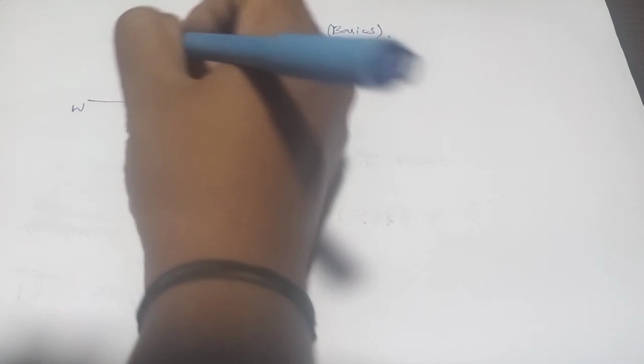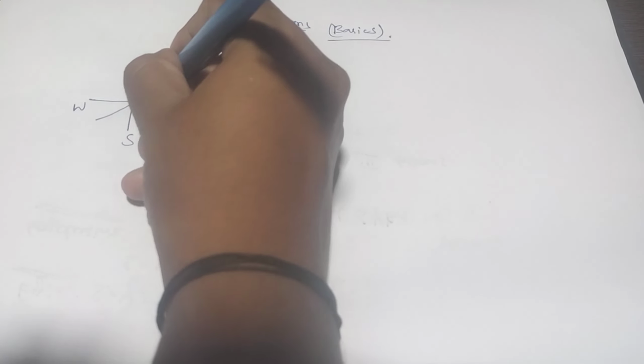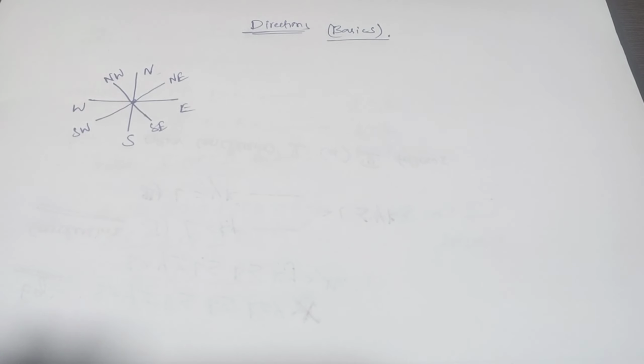As we all know, this is east, west, north and south, right? And now this is the northeast and northwest, southwest and southeast. Yeah, as you know, these are the directions, right?